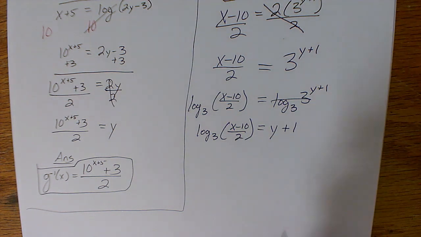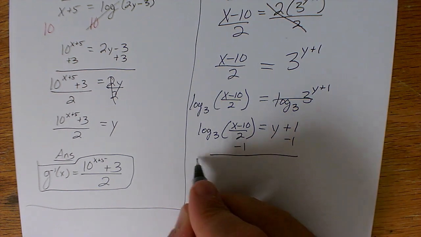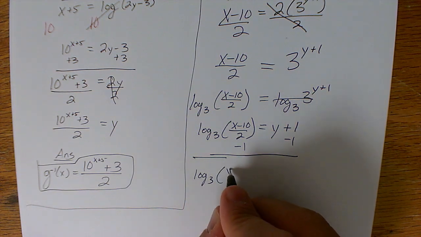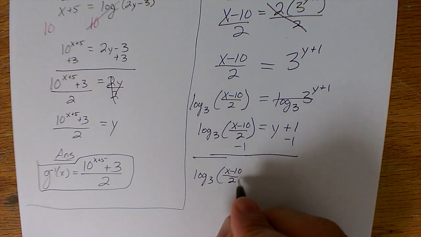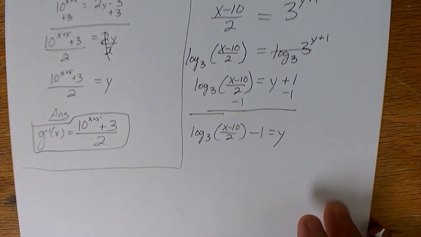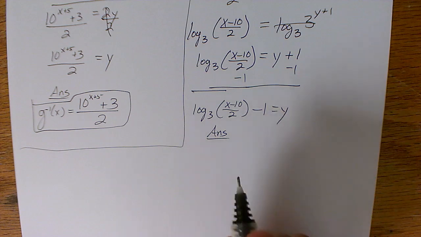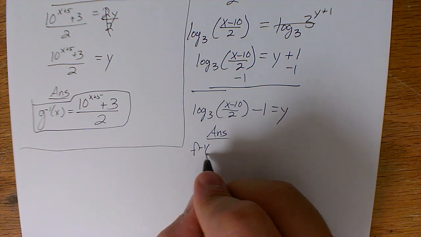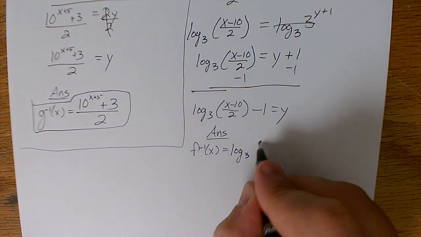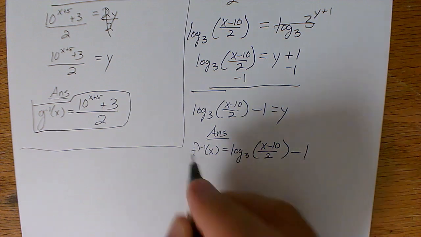And then we've got one more step to get the y by itself. Subtract 1. So we will have log base 3 of x minus 10 over 2 minus 1 is equal to y. And then we clean it up. Since the y is by itself, we're going to write out our final answer. f inverse of x is equal to log base 3 of x minus 10 over 2 minus 1.